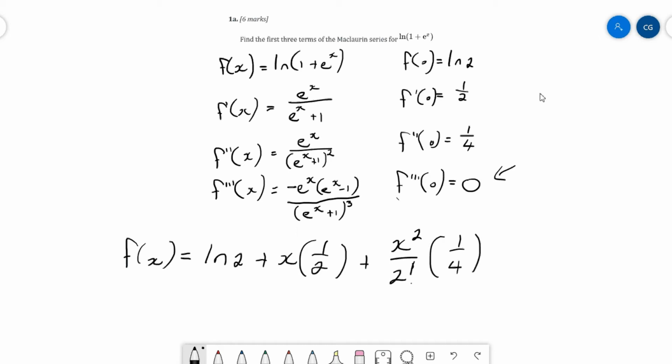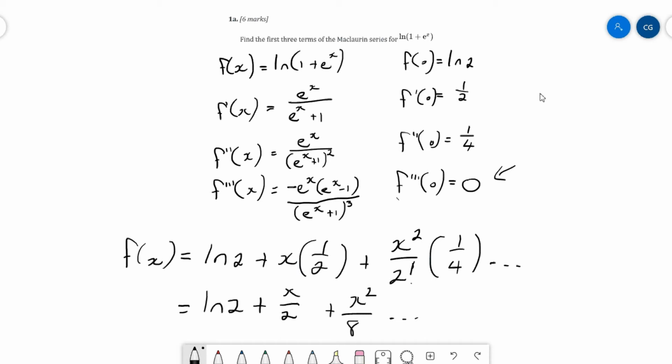If I simplify this, natural log of 2, and of course dot dot dot, because this is still going on, plus x over 2 plus x squared over 8, dot dot dot, as this is continuing. So there I have my Maclaurin series, or more importantly, I have the first three terms of my Maclaurin series.